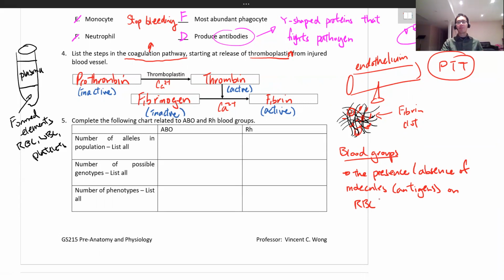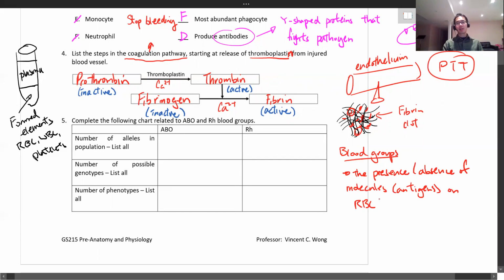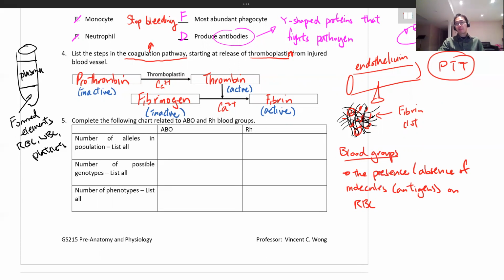So if you have the A protein, then you're type A. If you have the B protein, then you're type B. If you don't have A or B, then you're type O. So that's basically what blood group means. Your blood group is determined by your genes, and that of course is in your DNA. So depending on what allele you have, then you're gonna have different blood types.